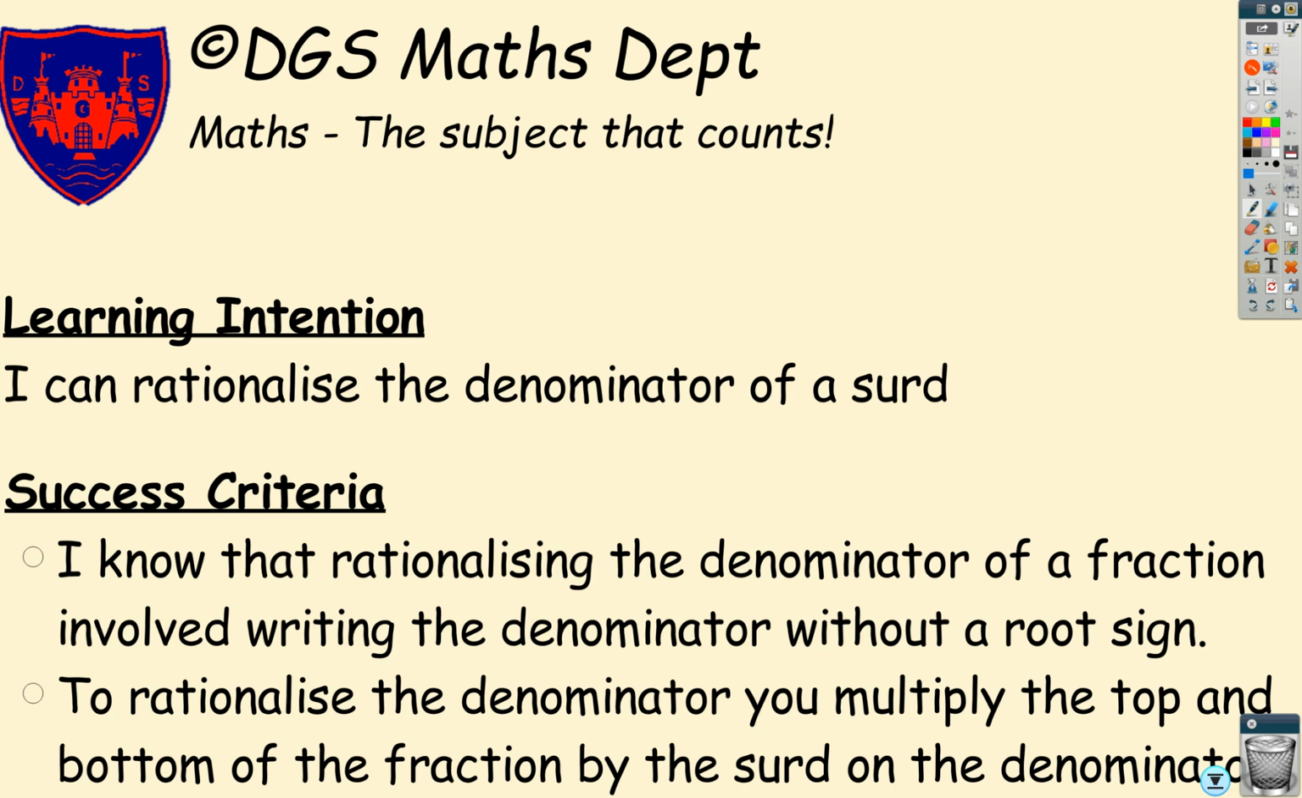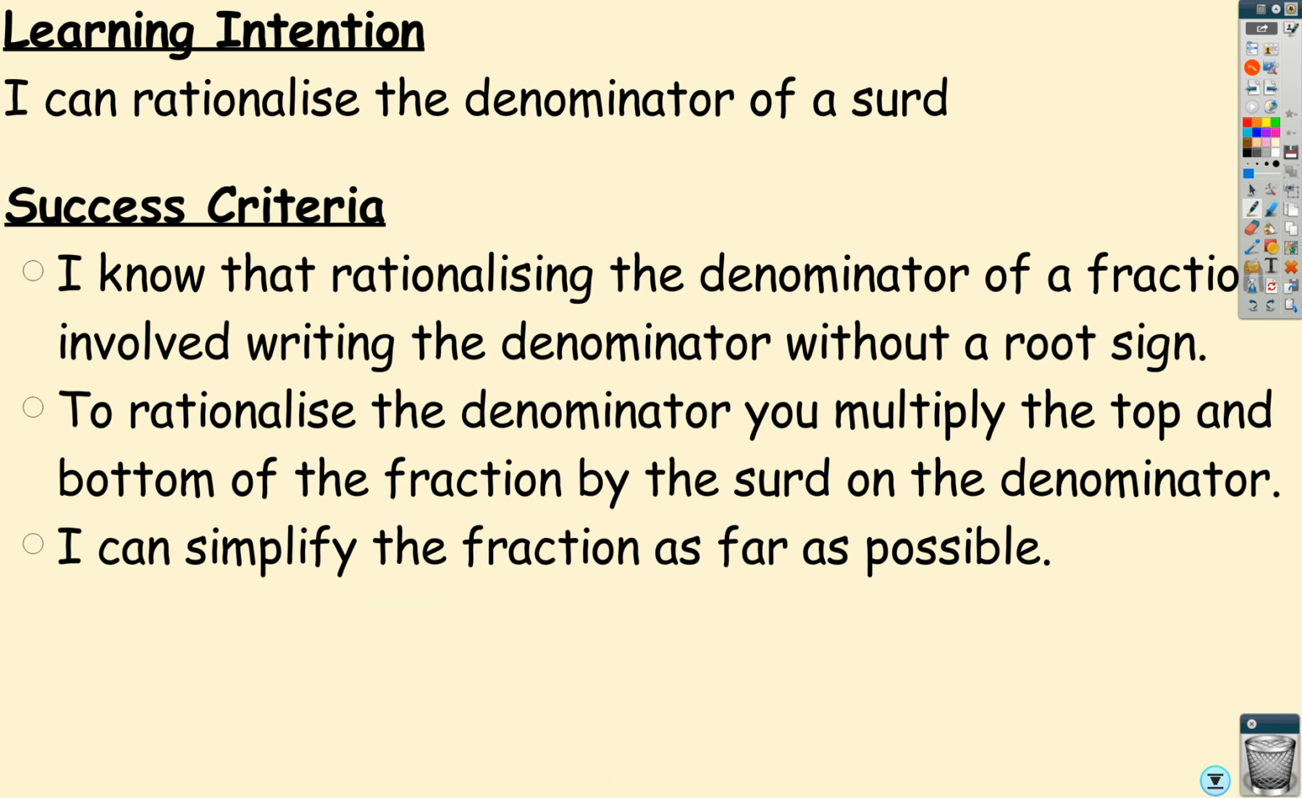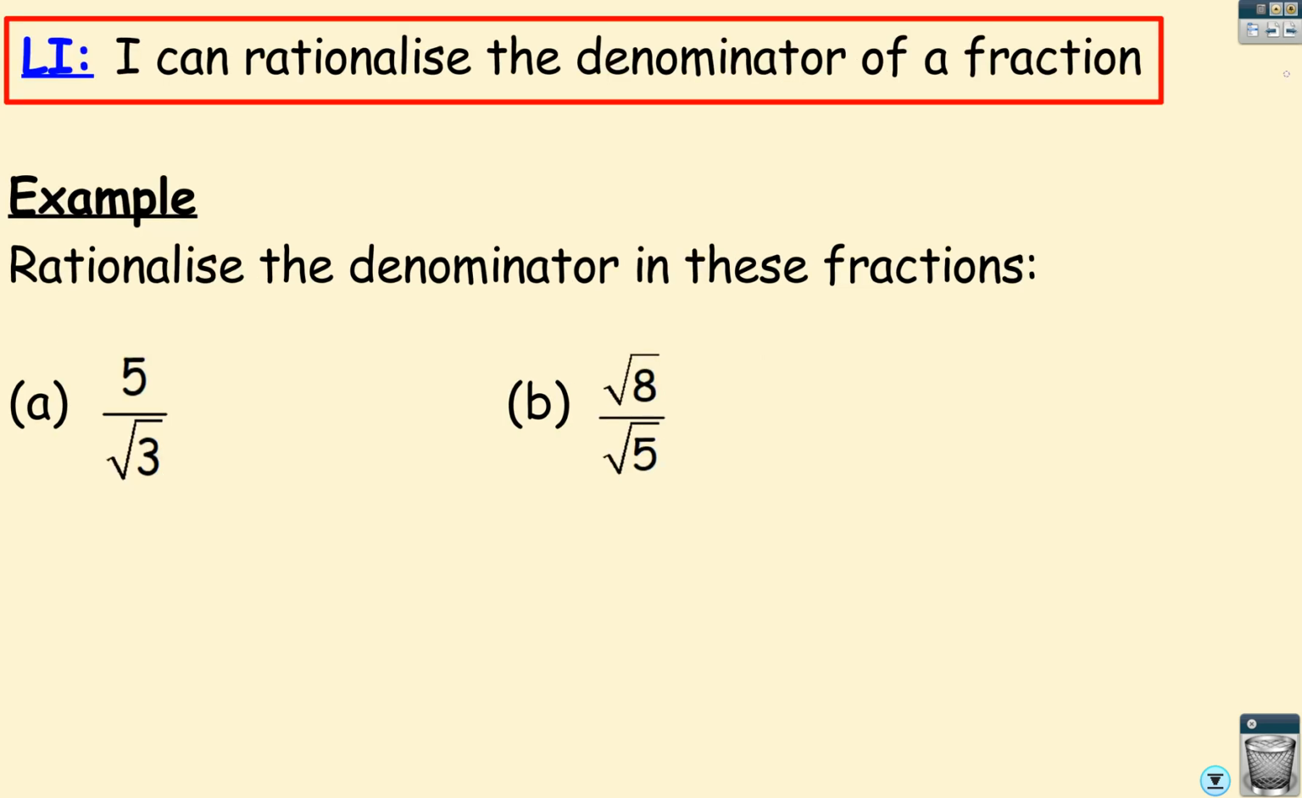The success criteria, right? So how we're going to do this, we look at knowing that rationalising the denominator of a fraction involves writing the denominator without a root sign. Okay, that's what it involves. That's the purpose of it. And to do it, you multiply the top and bottom of the fraction by the surd on the denominator, and then simplify things as far as you can. So we look at a couple of examples here. Rationalise the denominator in these fractions.